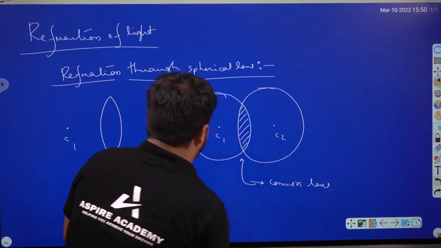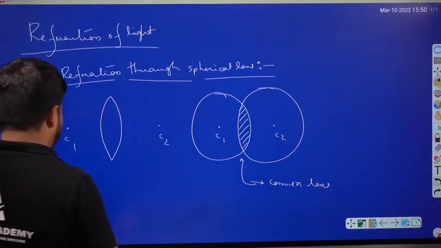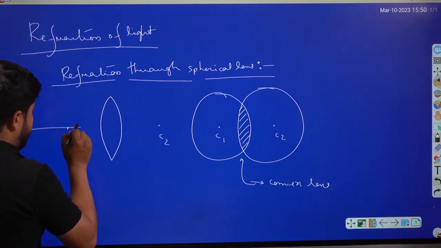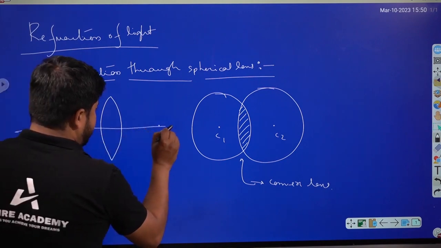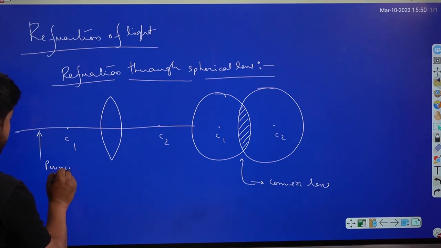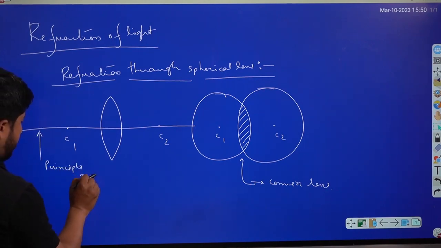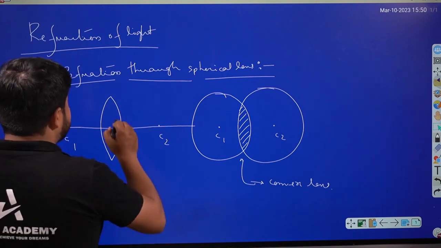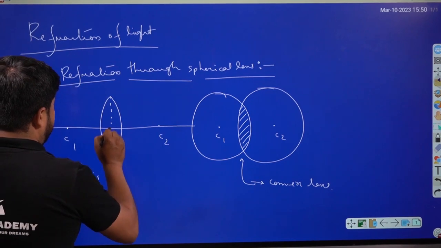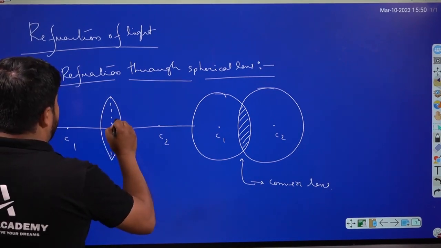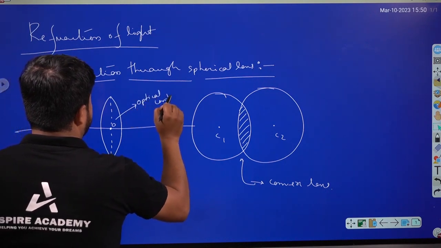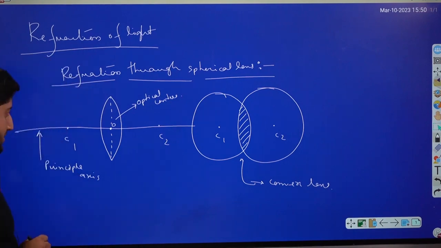convex lens. So for the convex lens there are two centers of curvature. An imaginary line passing through the two centers of curvature is called the principal axis. At a particular point on the lens, we consider a point O, and this is called the optical center.